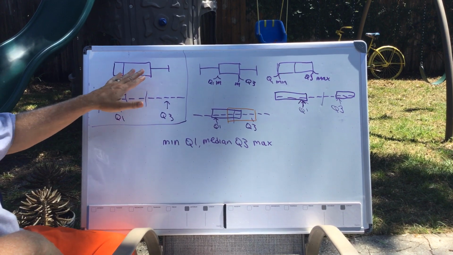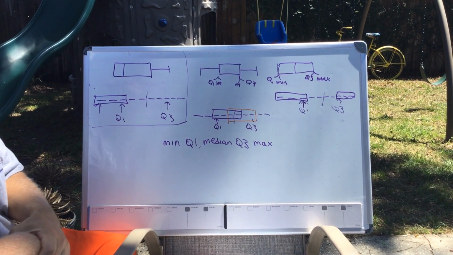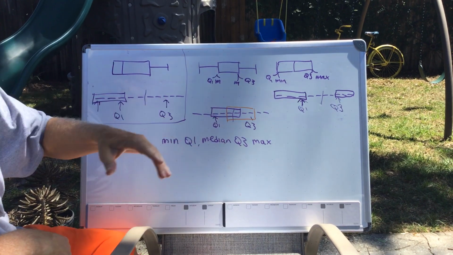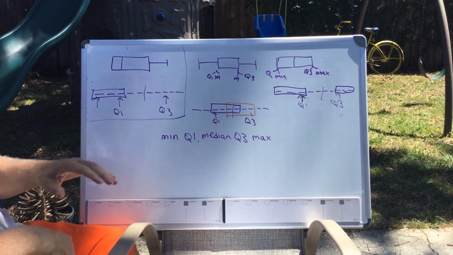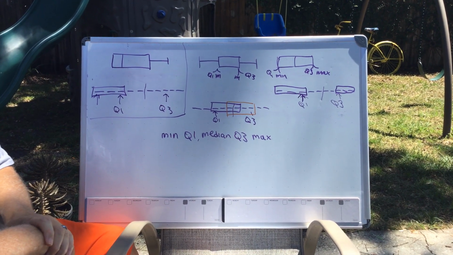So 3 different box and whisker plots and 3 different 5-number summaries, but you're creating a 10-number data set. So away you go.